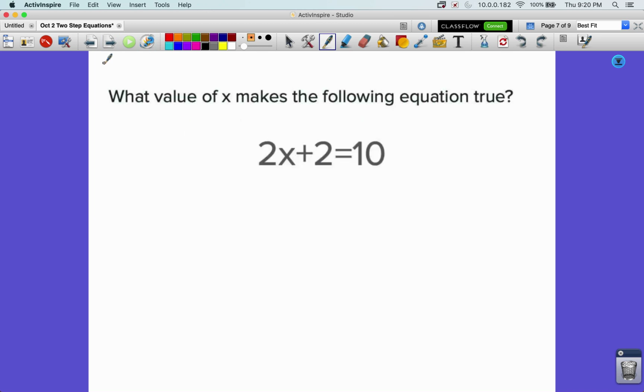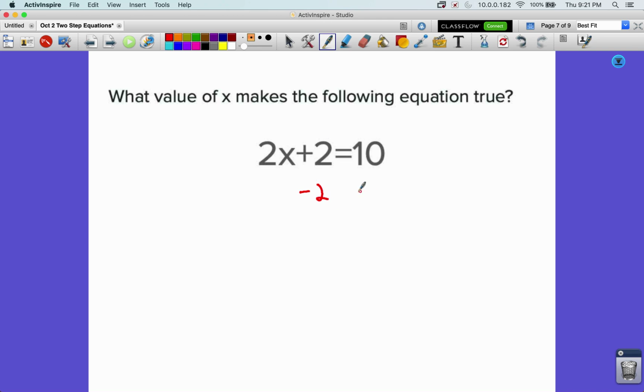All right, I think we're ready to solve a multi-step equation. What value of x makes this equation true? So you have to ask yourself, what order are things being done to the variable? It's being multiplied by 2, and then it's being added by 2. Then you got to say, how do I reverse those operations? So the last thing that happens is this add 2, so it's the first thing we'll undo. We'll undo that with a minus 2.